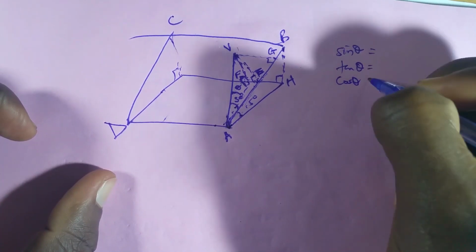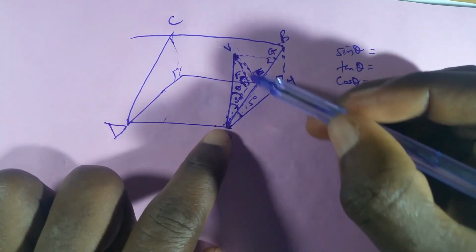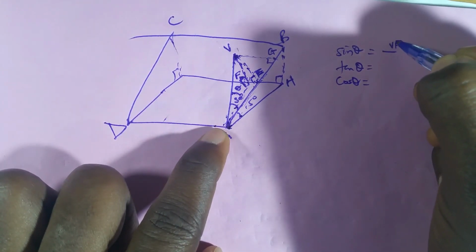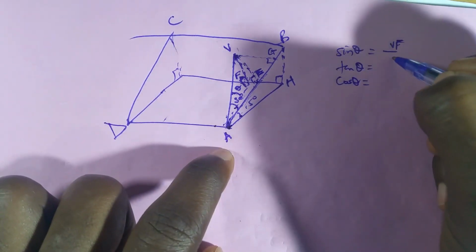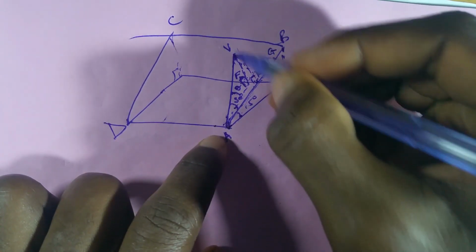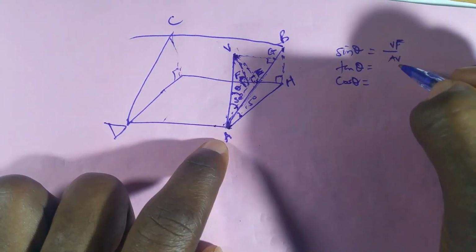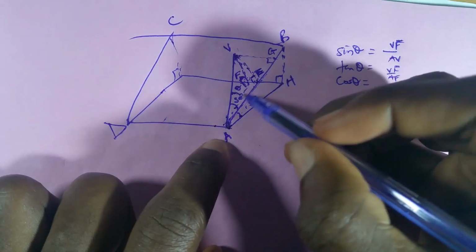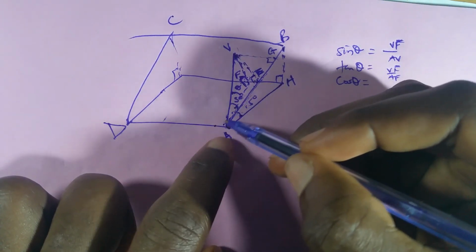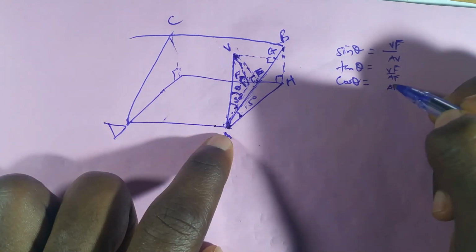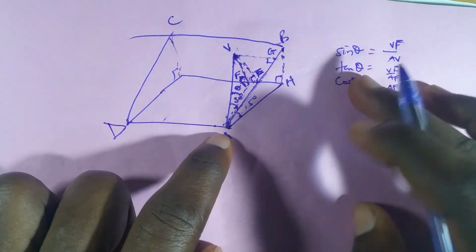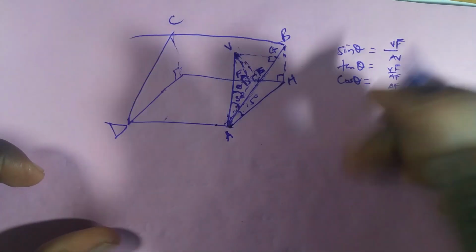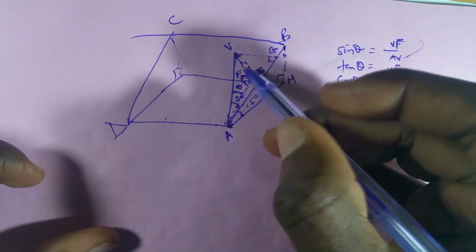Our sine theta will be given by the opposite, which is VF, out of the hypotenuse, which is AV. Our tan will be given by the opposite, VF, and the adjacent, which is AF, so VF out of AF. Then our cos will be the adjacent out of the hypotenuse, which is AF out of AV. So it's upon us to use any of these so that we can get our theta. Let's suppose we choose one, but we have to see which one is easier.